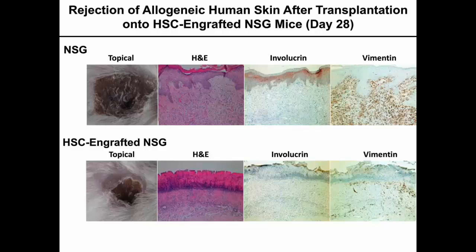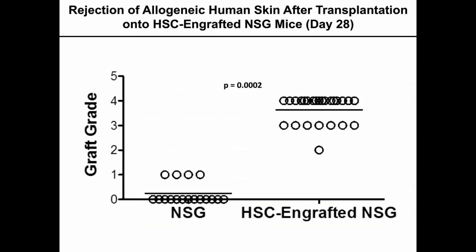And really, in the next slide, we look at just a summary of this data where we're comparing graft grades in unengrafted NSGs or HSC-engrafted NSG animals. And what we find is the majority of HSC-engrafted animals have a higher score for inflammation and necrosis compared to the NSG animals, suggesting that all these animals are rejecting their grafts compared to an unengrafted NSG mouse. So now we have a valid model system where we can test immune therapeutics, see if we can prevent skin graft rejection or change the immune response to that skin.